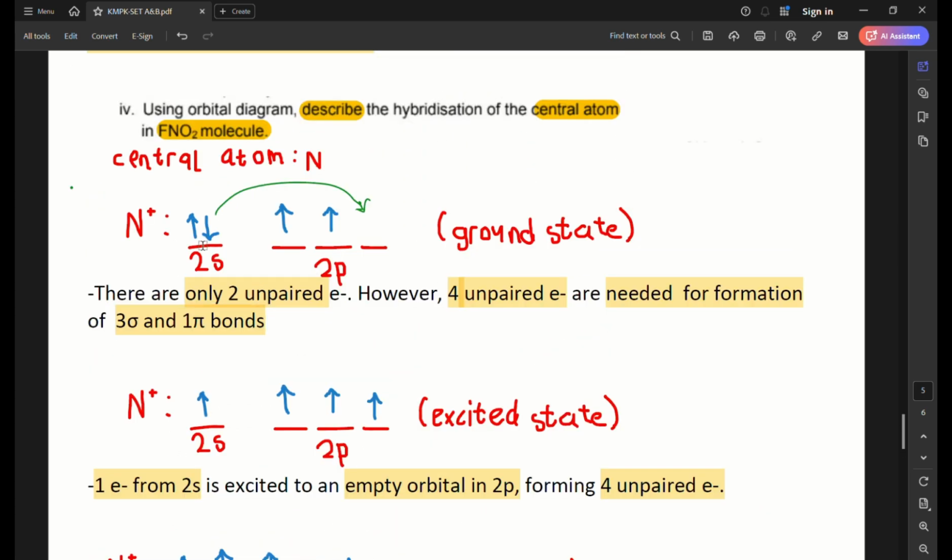Just like you see here, this is 2 unpaired. There's 2 unpaired electrons. What it means by unpaired electron is this: there's no pairs here. This one is already paired, but this one is not. So there's 2 unpaired electrons.